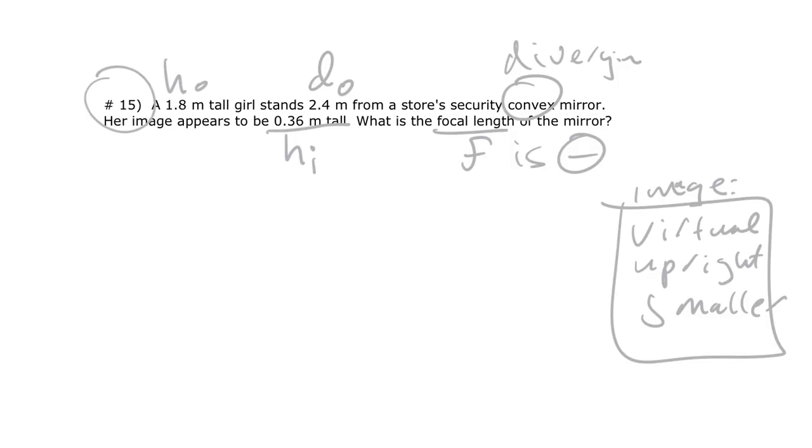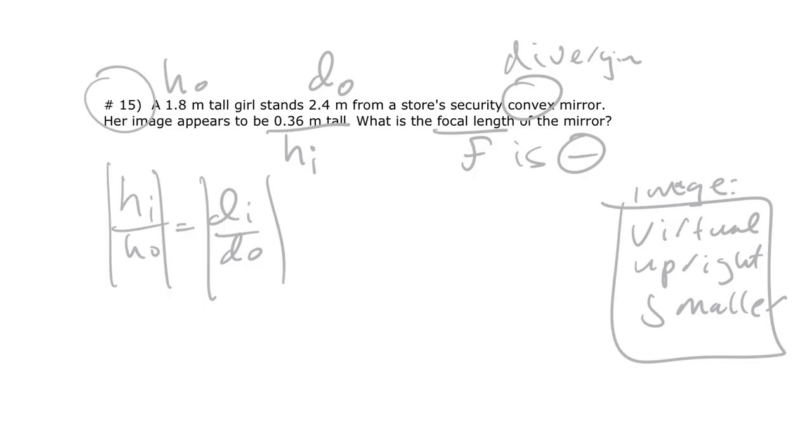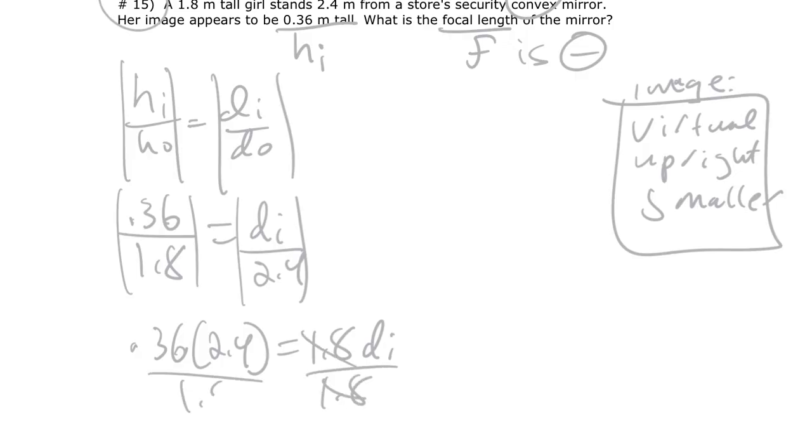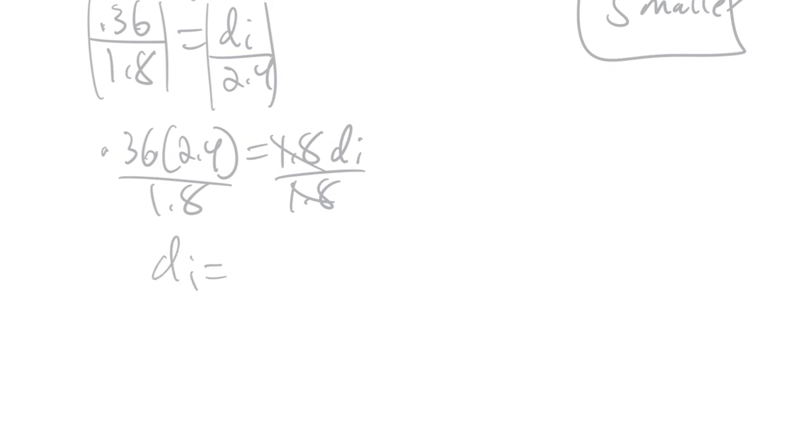So, I guess HI over HO equals DI over DO. Okay, these are absolute values, so I don't have to worry about the negatives yet. Okay, HI is 0.36, HO is 1.8, equals DI. I don't know DI yet, over DO, 2.4. So cross multiply, 0.36 times 2.4 equals 1.8 DI. Then get rid of the 1.8. So I get DI equals 0.48.